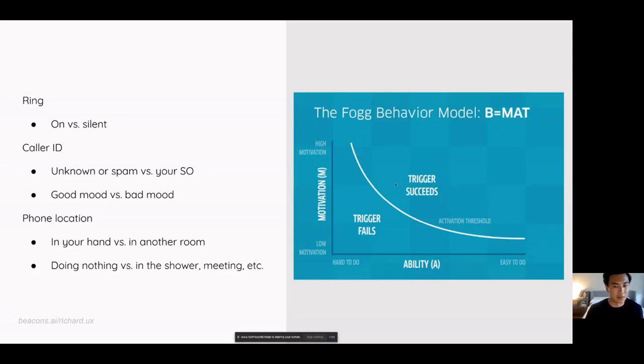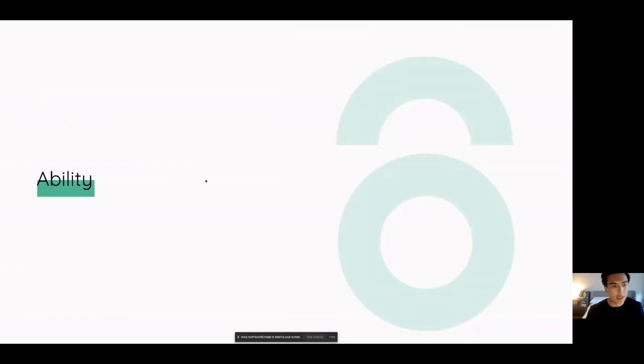And vice versa, if you're really bored, waiting for the elevator, and you get a phone call from maybe an acquaintance, but not a close friend, then the ability is so high that your motivation doesn't need to be high in order for you to do that task. Let's move on to each of these individual components.